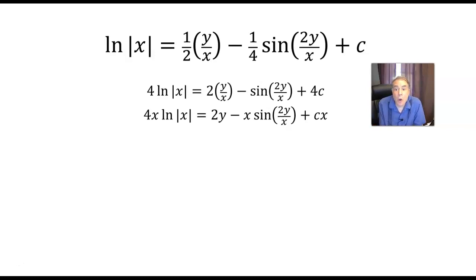Like I said, it's not always easy or even possible to nicely get it solved for y, but you can say, okay, this gives us the solution to our original differential equation, at least implicitly defined.